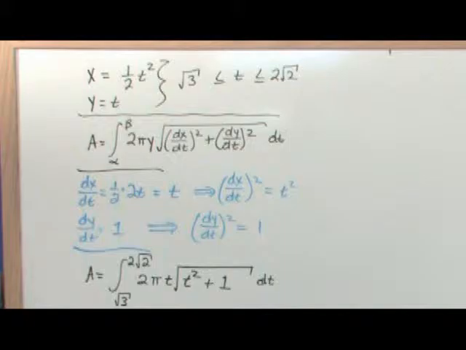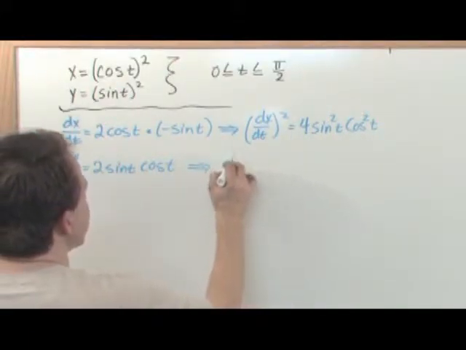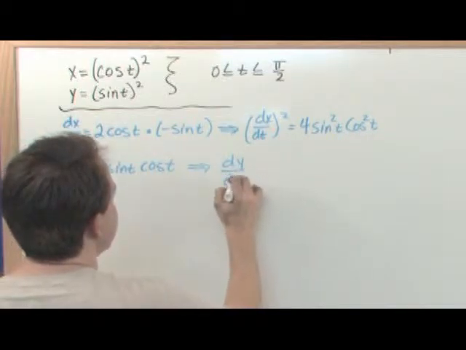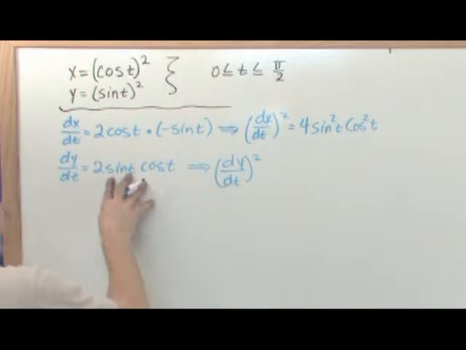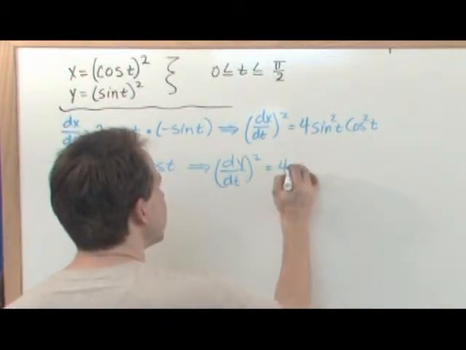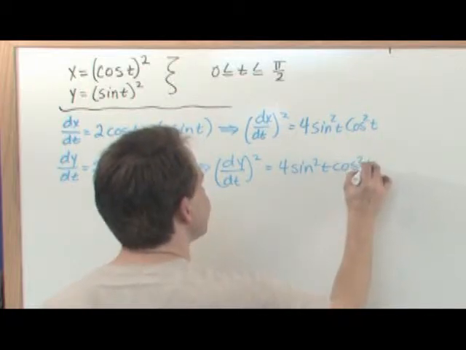Okay? Dt. Of sine is cosine of t. And then we're going to take dy dt squared, because we know we're going to need that in the problem. Squaring this is going to give us exactly the same thing. 4 times the sine squared of t times cosine squared of t.